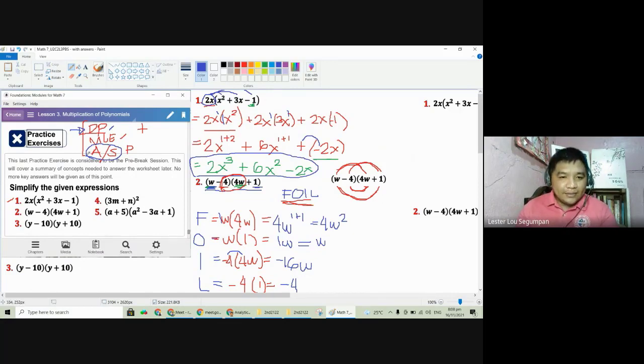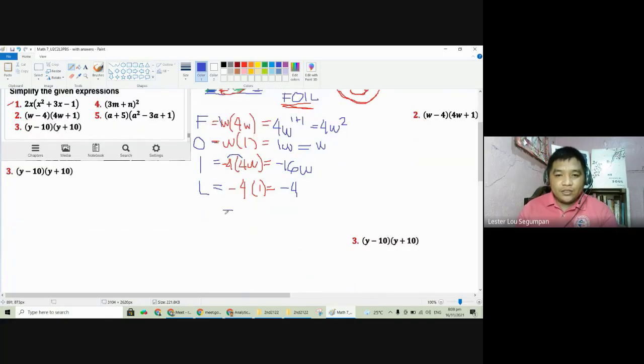The next here is the last part, addition or subtraction, similar to number 1, where the products after the distributive property and application of the multiplication law of exponents, we are to separate them all by a plus sign regardless of what the signs of their terms are. So let us try to add all of them into one expression. You will have here 4w squared plus w plus negative 16w, and I have here plus negative 4. So this is for the F, O, I, and L following the FOIL method.